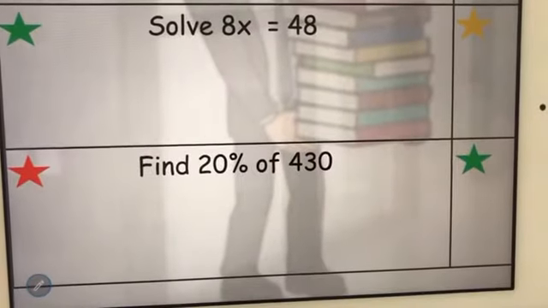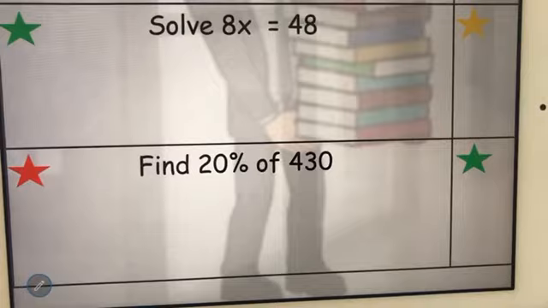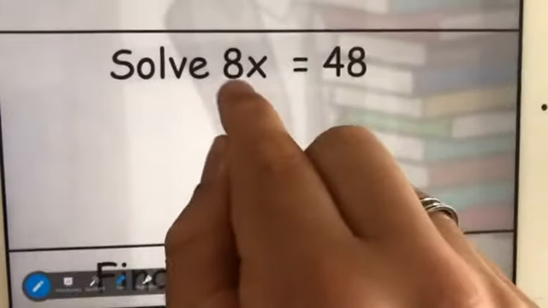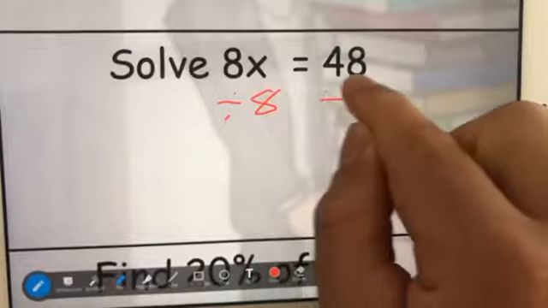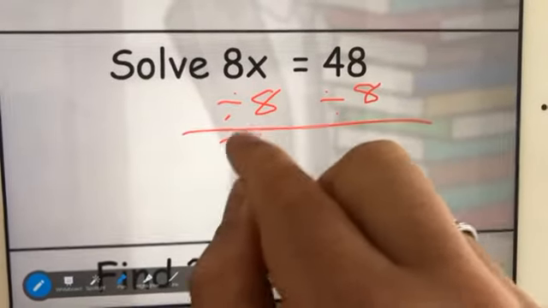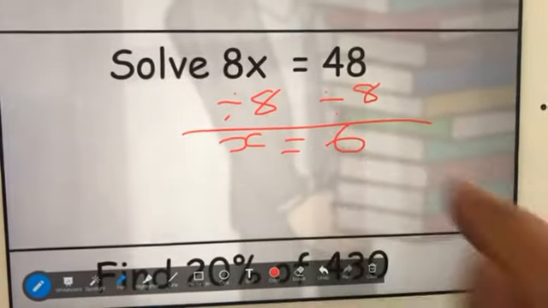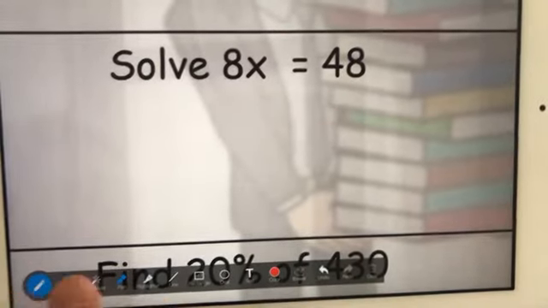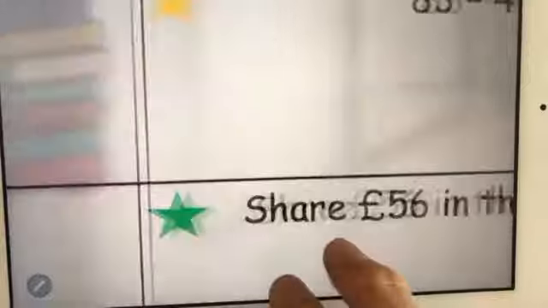Next one, I got 8x equals 48. If I want to find out what x is, I've got to divide through by 8. Whoa, went a bit too far. I've got to divide through by 8 to both sides. If I divide by 8 on the left, I'm just left with x. If I divide by 8 on this side, I'm left with 6. So x equals 6. That one was worth 3 points.